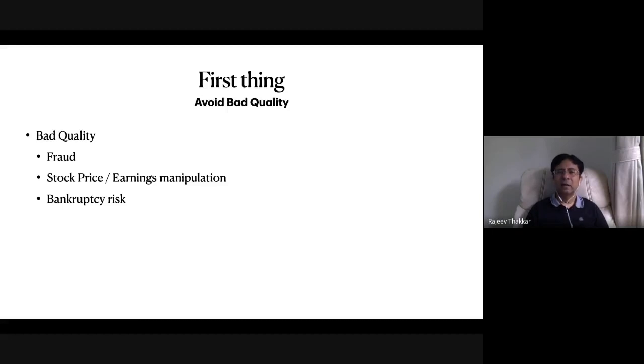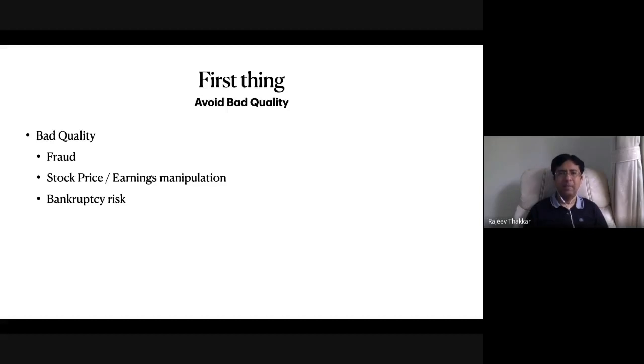And third is where the company is continuously on the edge. They've borrowed so much money, their interest cost is so high that the slightest amount of turbulence can take them into bankruptcy. So largely, if you avoid these three things, if you avoid fraud, if you identify companies which are indulging in stock price manipulation or earnings manipulation, and if you avoid bankruptcy risks, you get the first part right. And that improves the result quite a bit.